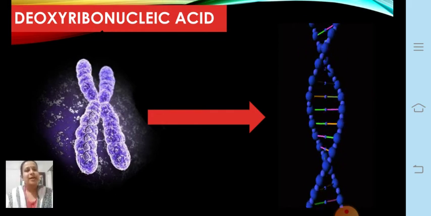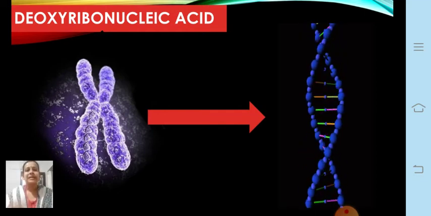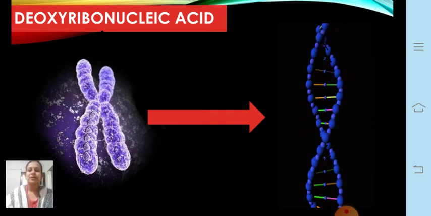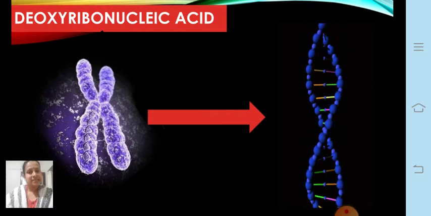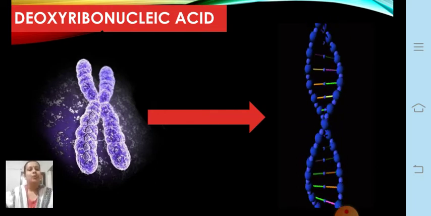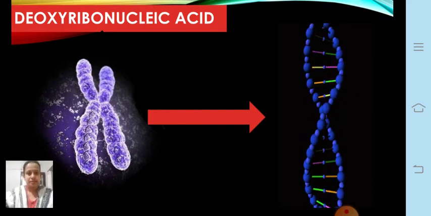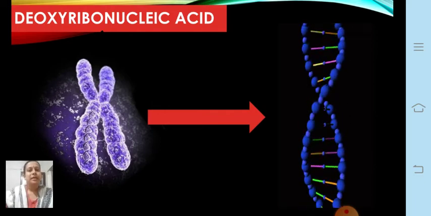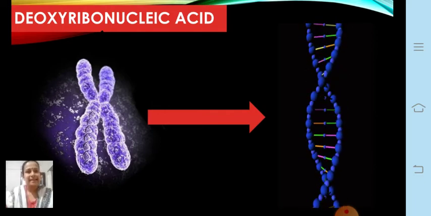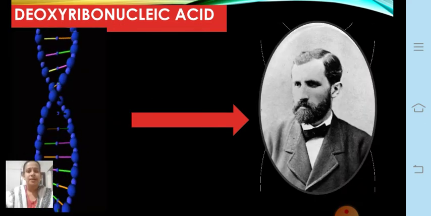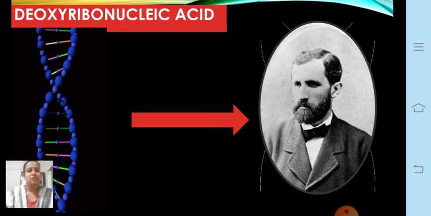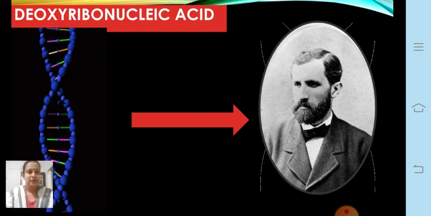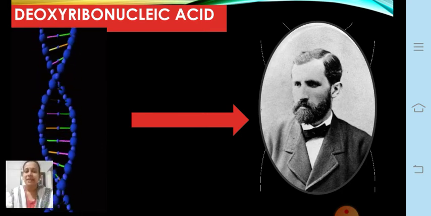So therefore we are now going to study DNA, or deoxyribonucleic acid, in detail. Let us study how DNA was discovered, who discovered it, and who made the first model of DNA. Then we will study the structure of the DNA. Chromosomes consist of DNA, and this DNA was discovered by the Swiss biochemist Frederick Miescher in the year 1869. He was the first person to discover this acid.